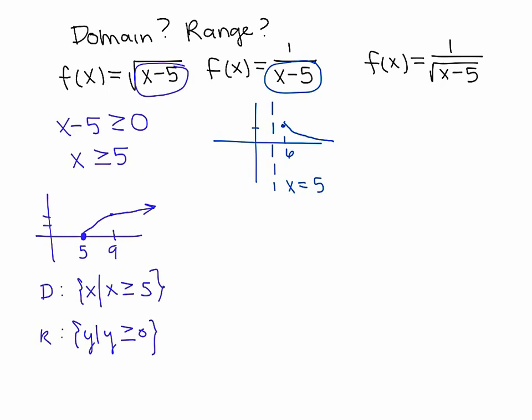What about when x is equal to 5.5? So that's in between the asymptote and the number 6. So in that case, we have 1 over 5.5 minus 5. So that gives us 1 over 0.5. But 1 over 0.5 is equal to 2. So when it's 5.5, different color. When it's 5.5, we're at 2.